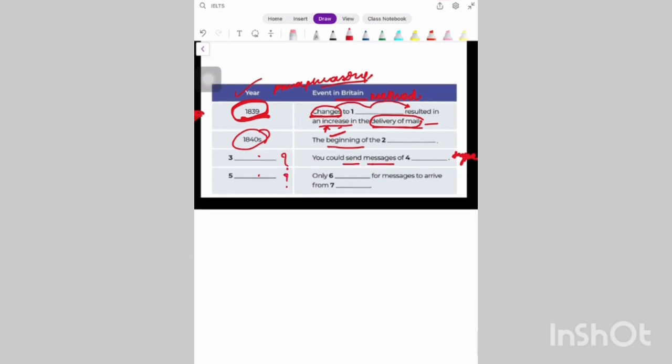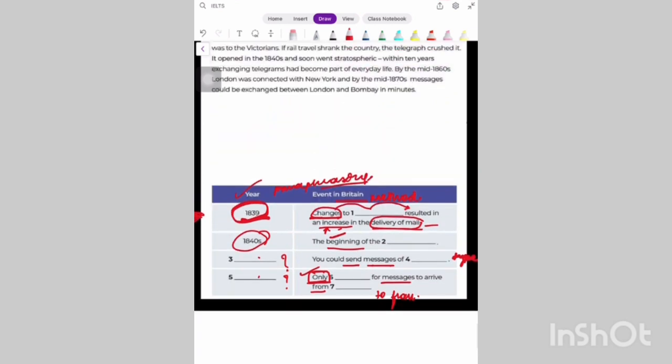Then in the year dash, only dash for messages. Now the word only is a major hint for us, because it could be paraphrasing the paragraph, and it's a great tip for us: only dash for messages to arrive from dash. So it's kind of a to-and-from question, like something, then dash from something. Now let's read the text.